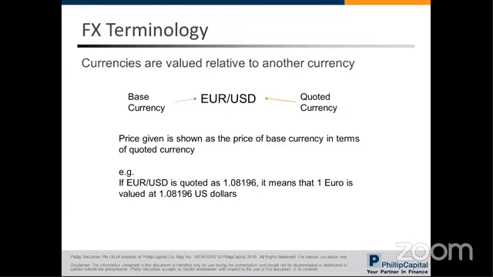So for example, in the forex market or at the money changer, if Euro USD is quoted as 1.08 something, it means that 1 euro is valued at 1.081 something in US dollar terms. So this is how you look at forex.